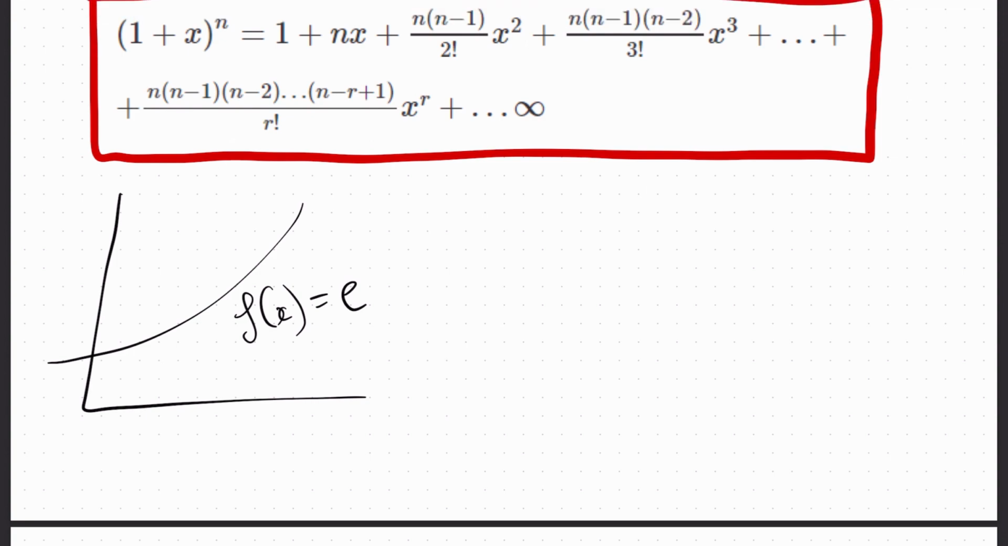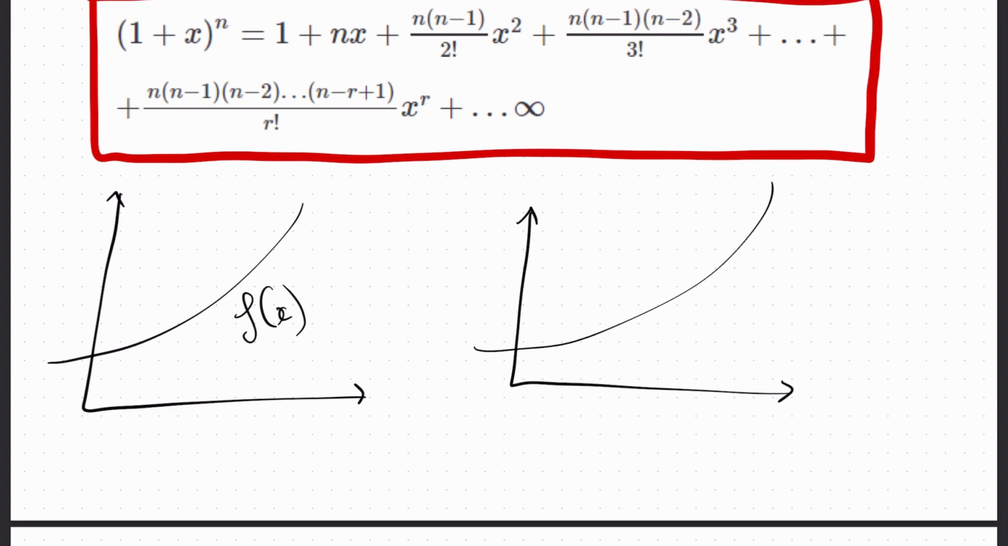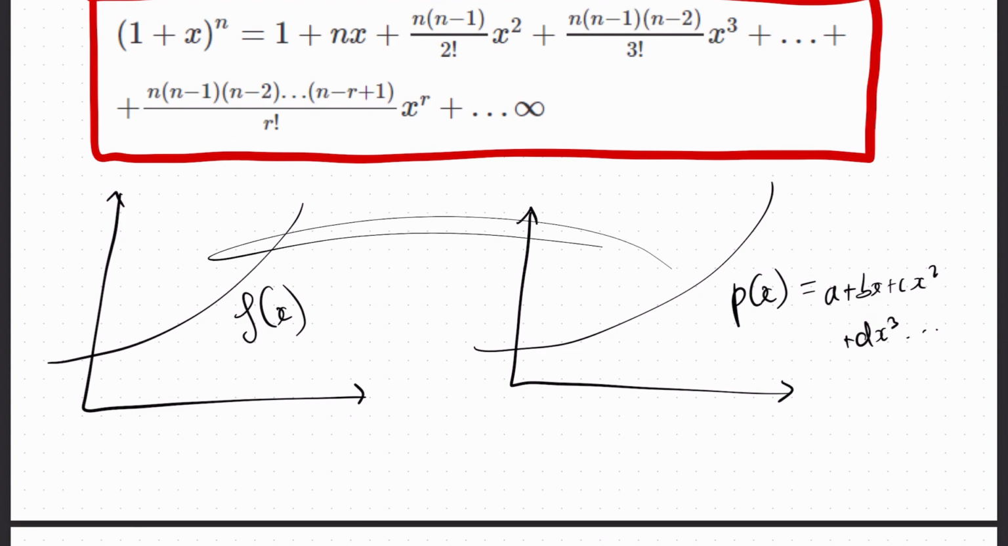So it would be a lot more useful if we could convert this function into the same thing, but in polynomial form. So we can call this p of x for polynomial, and this is just going to have a bunch of coefficients. We'll have an a without an x, then bx, cx squared, plus dx cubed, and so on, carrying on to infinity. And as we add more terms, we should be able to match this exactly.